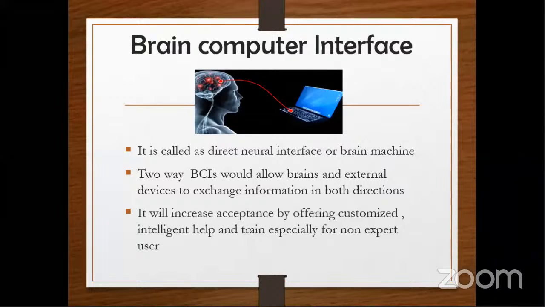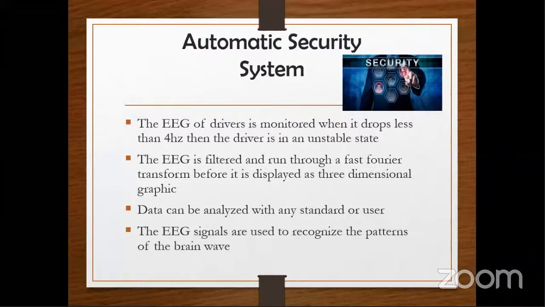The sensors which are placed at the front and rear end send the live feedback to the computer system. The steering wheel is turned through a specific angle by electromechanical actuators. This is about the first type, that is brain computer interface. Now let us move on to the second type, that is automatic security system.